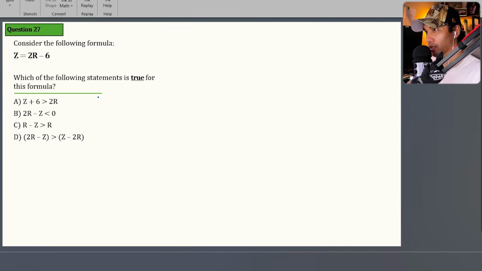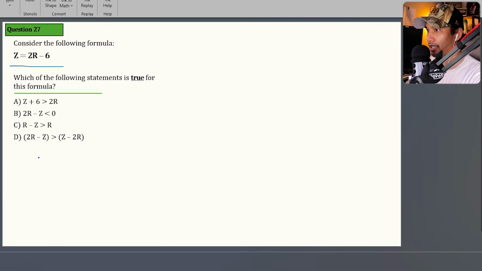Okay, question 27. Z equals 2R minus 6. So all we're going to do here is plug this Z, which equals 2R minus 6, into each statement to figure out if it's true. And again, you must know what these inequalities mean, okay? With me, this equals greater than. This equals less than. This equals greater than. Greater than. Okay, let's figure it out. Let's work each formula out and test which one is true.